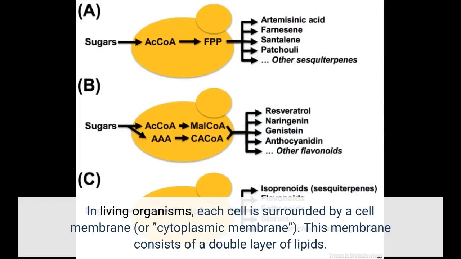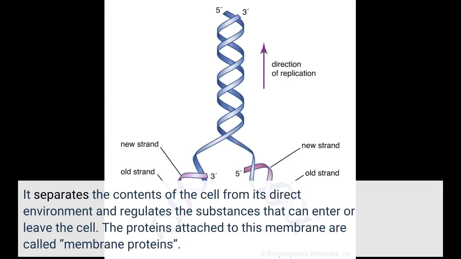In living organisms, each cell is surrounded by a cell membrane, or cytoplasmic membrane. This membrane consists of a double layer of lipids. It separates the contents of the cell from its direct environment and regulates the substances that can enter or leave the cell. The proteins attached to this membrane are called membrane proteins.